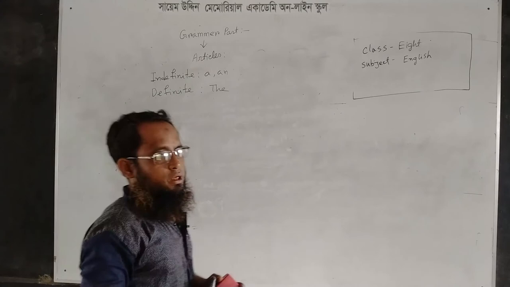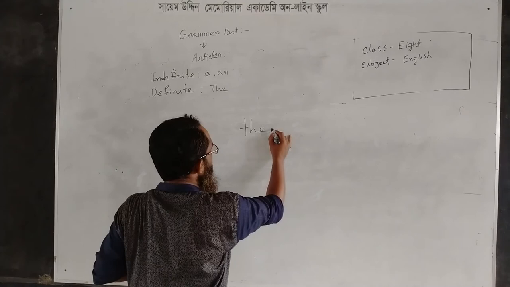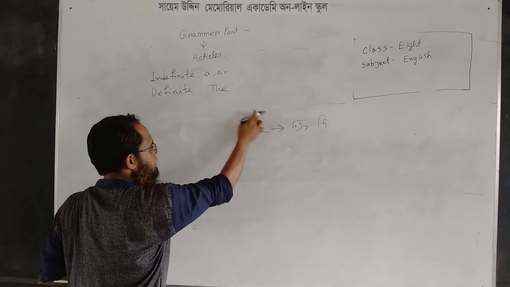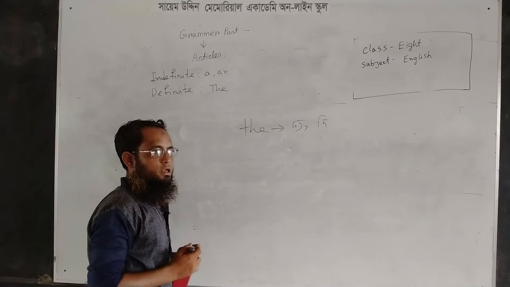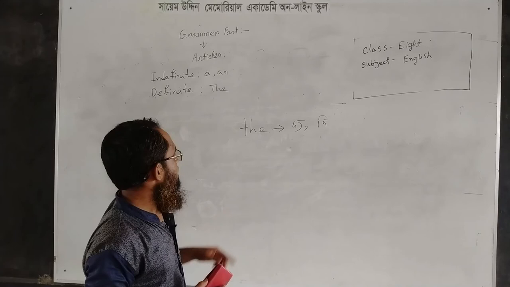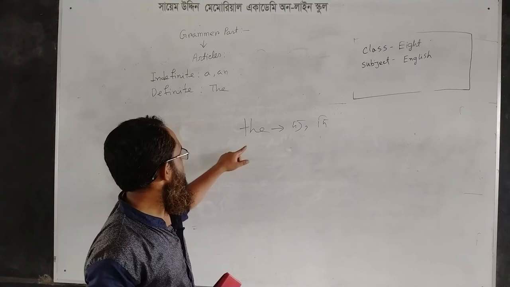you may have a problem in pronunciation of the word the. You will pronounce this word as "thuh", or you will pronounce this word as "thee". If the word the is placed before a word that starts with a consonant letter, you can pronounce this word as "thuh". Otherwise, if this word is placed before a noun starting with a vowel, you have to pronounce this word as "thee".